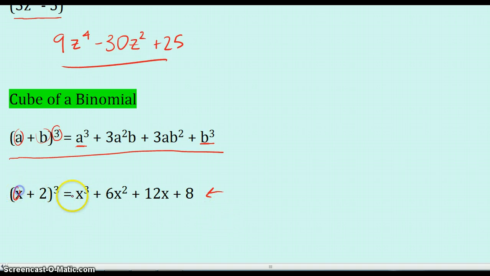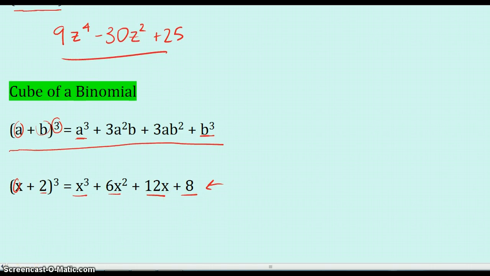We cube the first term, that went there. We also cube the last term, 2 to the 3rd is 8. And in the middle, we did 3 times a squared times 2, and that gives us 6x squared. And this term was then 3 times our x times b squared, which was 4, which gives us 12x.